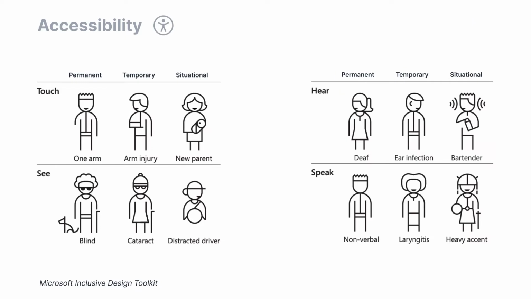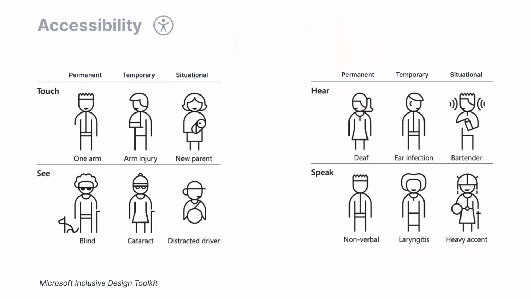Microsoft designers illustrated them for you. They separate permanent, temporary, and situational disabilities. For example, difficulties related to touch can be encountered not only by people with motor dysfunctions, but also by injured people or even by people that just have something in their arms, a kid or a bag, for example. Visual difficulties can be experienced not only by people with poor vision, but also by those who have cataracts or those whose sight is occupied by something else. Drivers or pedestrians, for example.